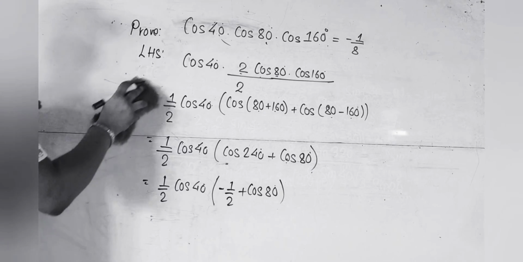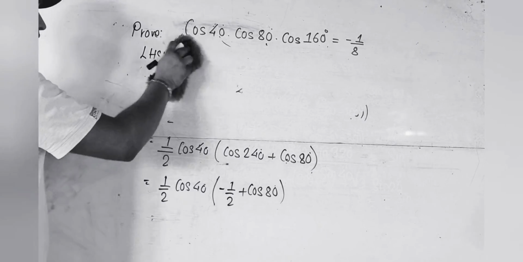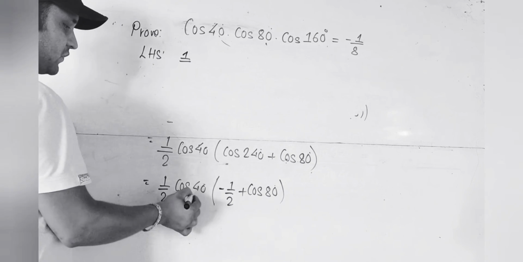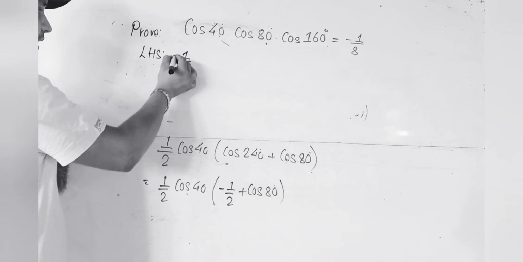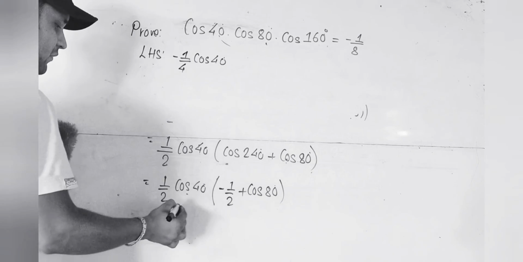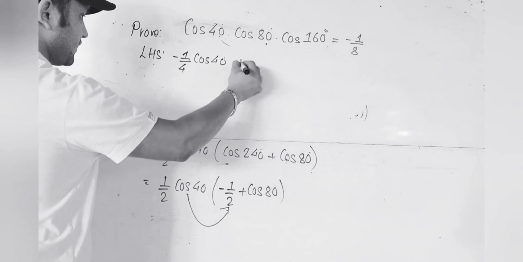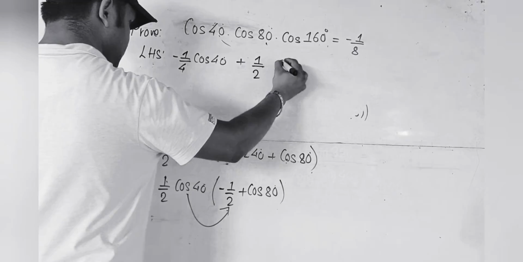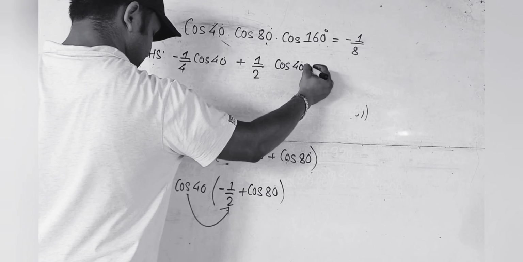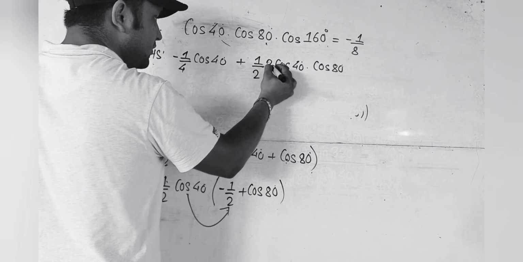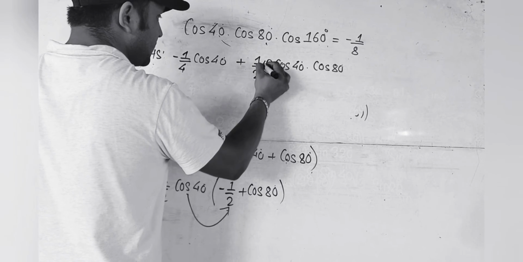Now you can multiply the terms. When you multiply 1 by 2 into cos 40 degree into minus 1 by 2, you'll get here minus 1 by 4 cos 40 degree. I multiply these two. Now again multiplying the rest of the term, you have 1 by 2 into cos 40 degree into cos 80 degree. Now here on this side I can multiply numerator by 2 and also the denominator by 2.